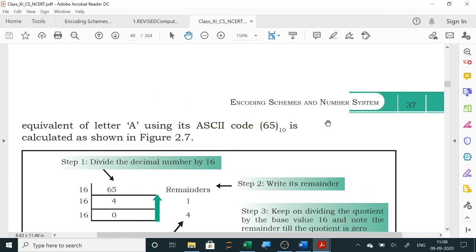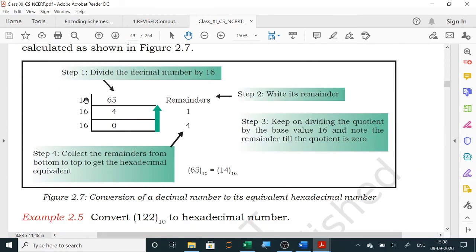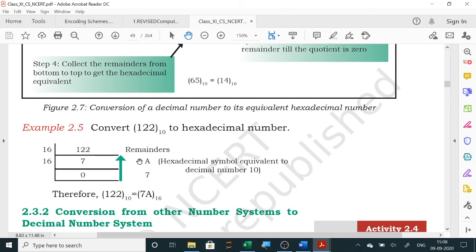Next is decimal to hexadecimal. You divide by 16, note down the remainders, and in the same way read from bottom to top. The only difference is if your remainder is more than 9: if it is 10, you write A, 11 is B, 12 is C, and so on. Clear? So here the answer from bottom to top is 7A. So this is your decimal to any other number system conversion.